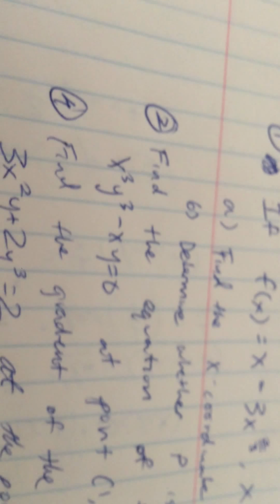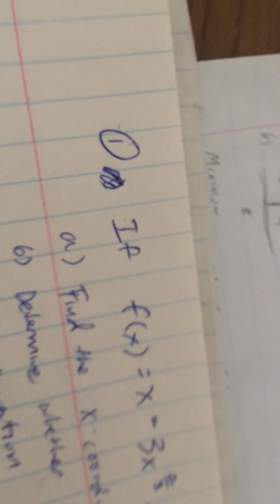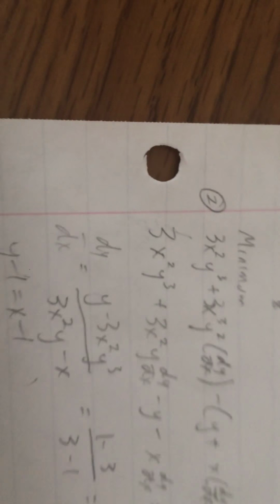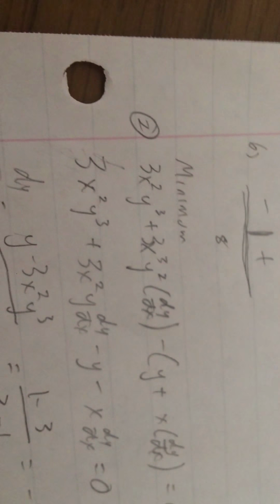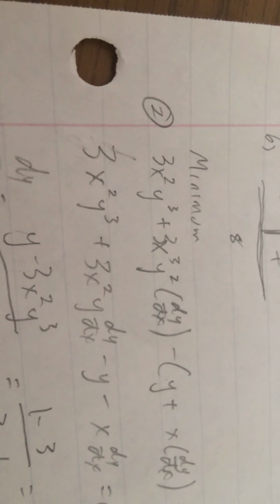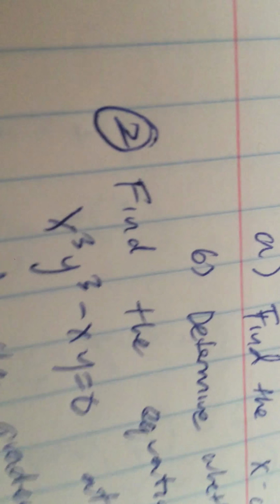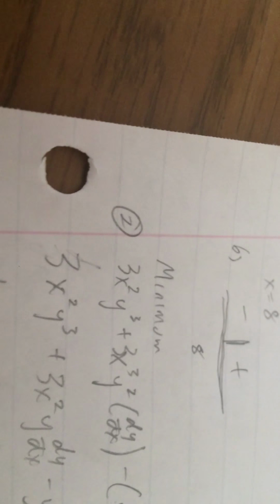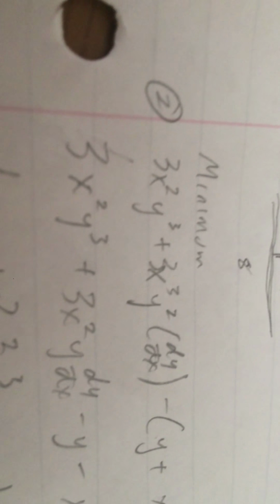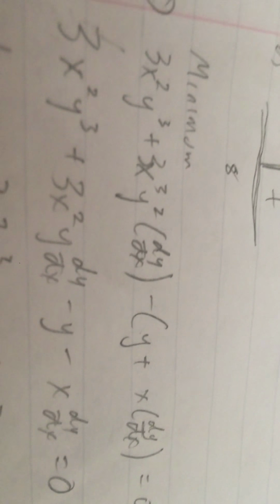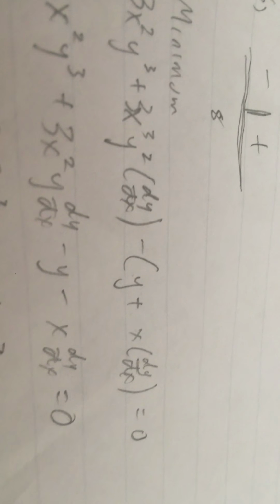The second question asks to find the equation of the normal to the curve x^3 y^3 - xy = 0 at the point (1, 1). So we solve it by doing the derivative, and because there are two variables, x and y, and we can't really isolate y to solve just for x, we have to use implicit differentiation. So you get 3x^2 y^3 + 3x^3 y^2 dy/dx, the derivative of y with respect to x, minus y plus x dy/dx, equals 0.